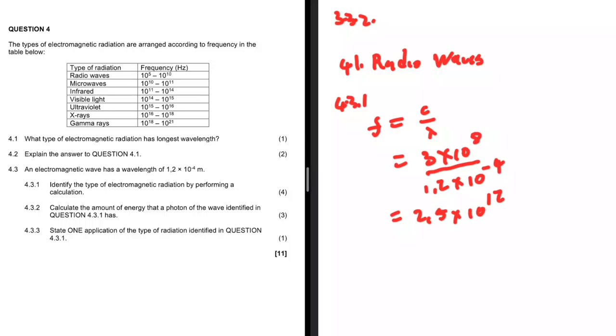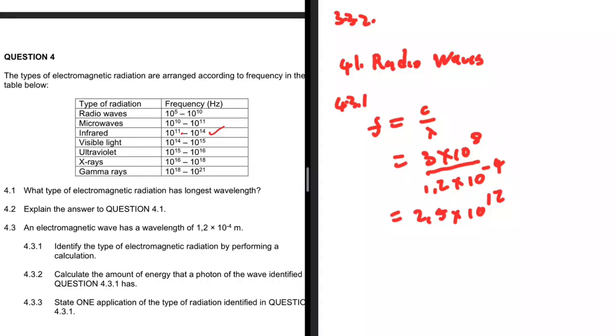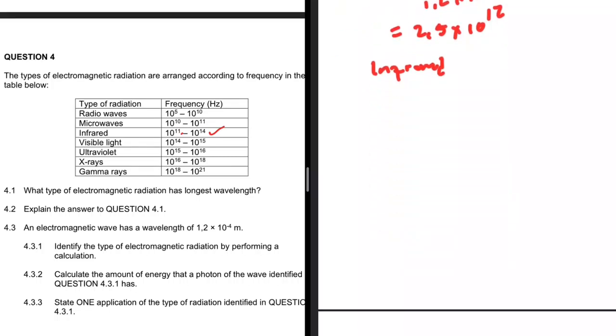So let's go ahead and identify that. Clearly, 10 to the power 12 is between 10 to the power 11 and 10 to the power 14. So it means that the electromagnetic wave is infrared. So there we go, infrared. That is 4.3.1. Let's take a look at 4.3.2.